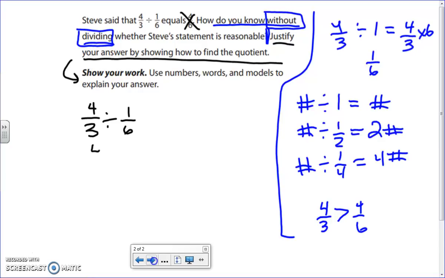We know the keep, change, flip method, so we can keep the 4/3, change the division to multiplication, and flip the second fraction. When we multiply straight across, we get 24/3, 24 divided by 3, or 24/3 reduced, equals 8. So I think the answer is 8.